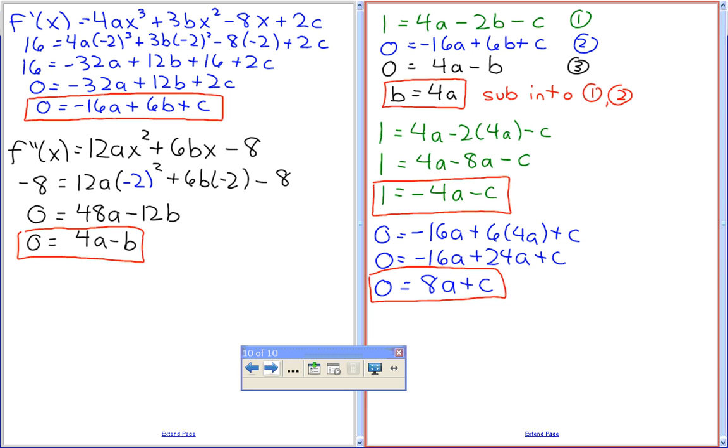Sure. Like that bottom equation, what if we move C across? That works for me. I'm actually probably going to move the 8 because I just want C equals, right? So I'm just going to change this to C equals negative 8A. Then 1 equals 4A minus C. You can do that there too, or just sub it into here.